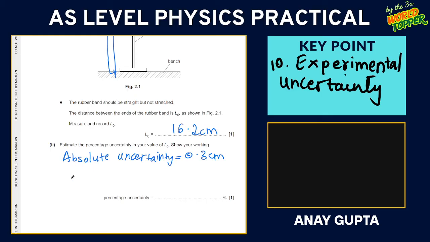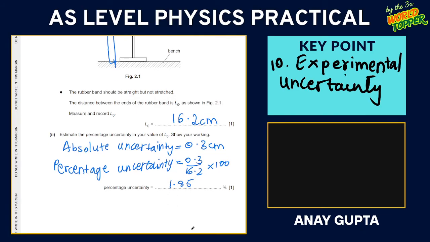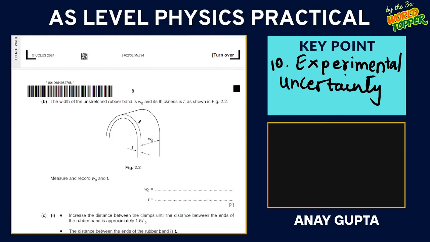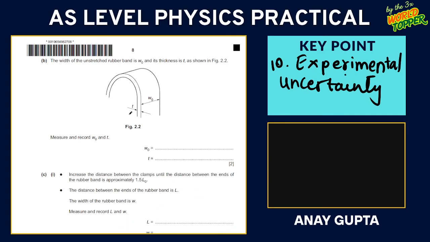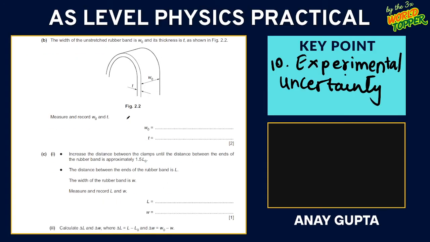Okay. Now the percentage uncertainty, we just simply substitute our absolute uncertainty in the formula. 0.3 divided by 16.2 times 100, which gets us the value of 1.85%. Again, three significant figures if you have noticed. The width of the unstretched rubber band is W0 and its thickness is T, as shown in figure 2.2. Measure and record W0 and T.